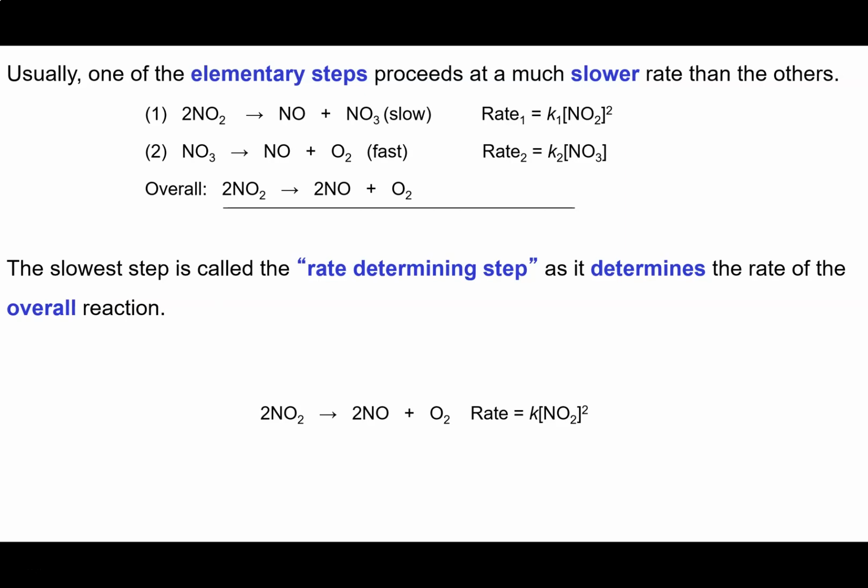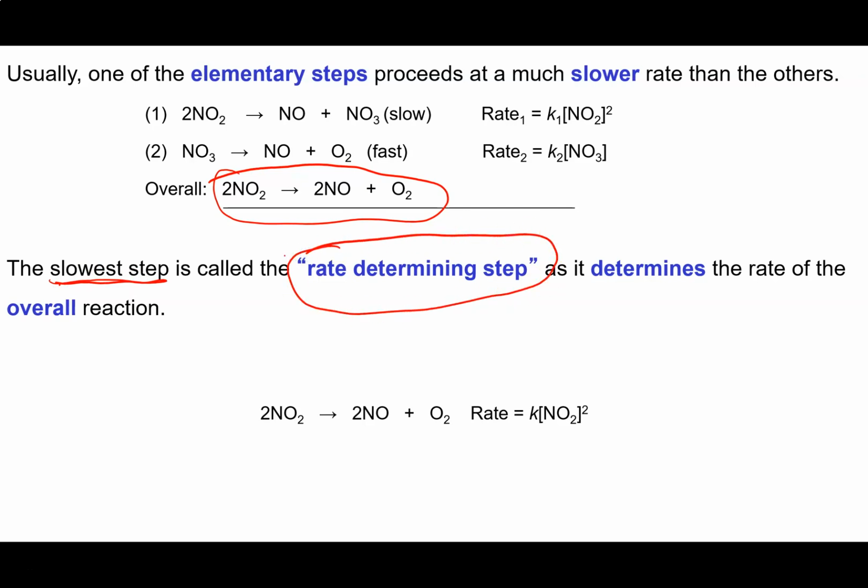I mentioned this before. So usually one of the elementary steps proceeds at a much slower rate than the others. So in this reaction here, here's my overall reaction. 2NO2 gives 2NO and O2. My first step is a lot slower than my second step. And so the slowest step in a chemical process, we refer to that as the rate determining step, because basically this is so slow that you can almost consider this guy here to be instantaneous. This is the one that causes the delay.